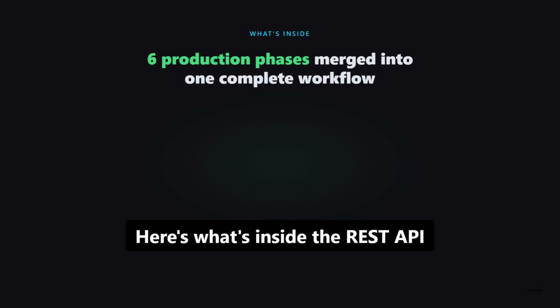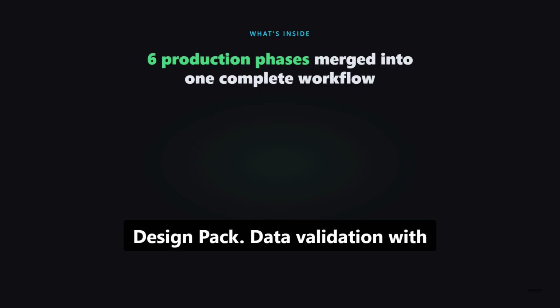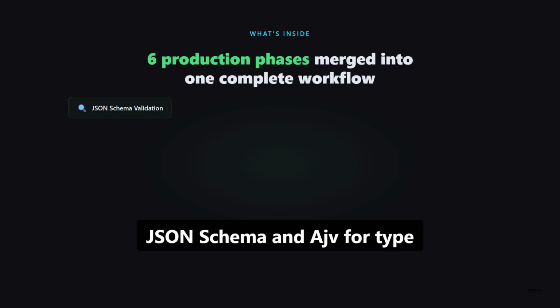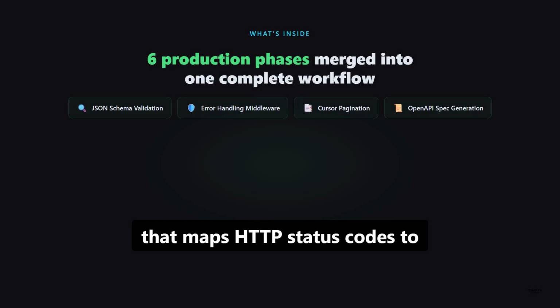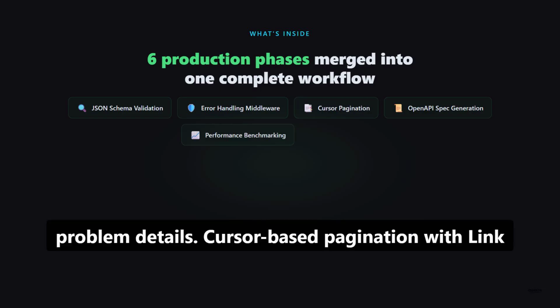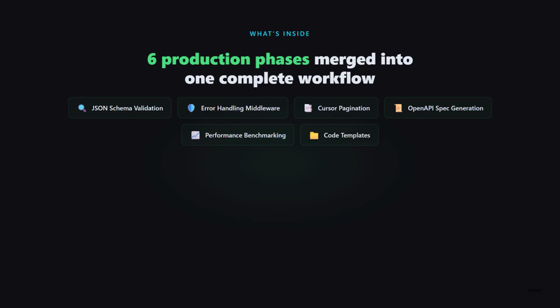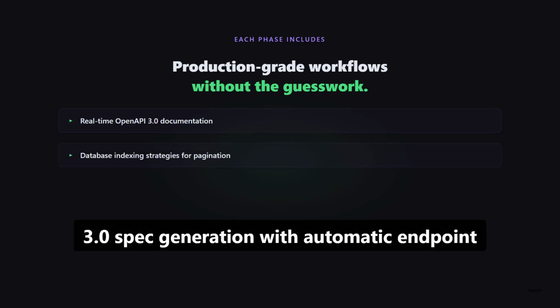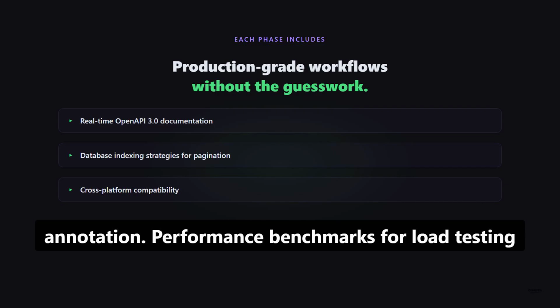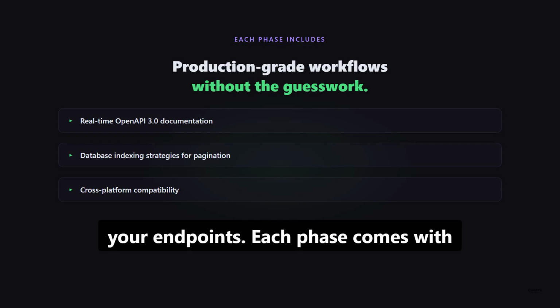Here's what's inside the REST API design pack. Data validation with JSON schema and AJV for type safety. Stateful error handling using middleware that maps HTTP status codes to problem details. Cursor-based pagination with link headers and database indexing strategies. OpenAPI 3.0 spec generation with automatic endpoint annotation. Performance benchmarks for load testing your endpoints.